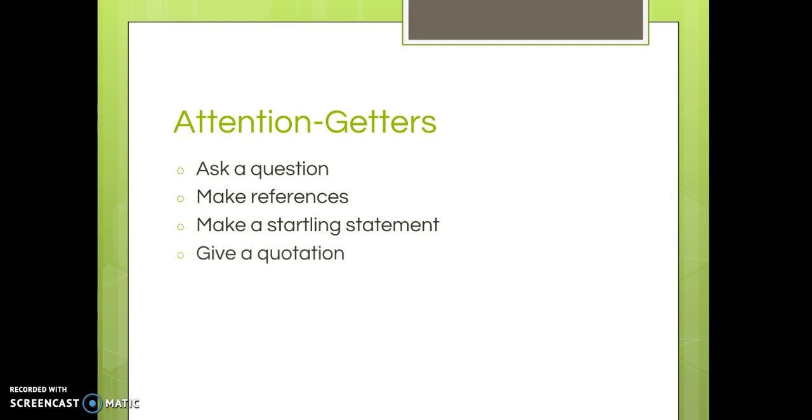You could give a quotation. That might work as long as the quotations are clear and appropriate for your topic. That does not necessarily mean that they need to be serious. You could tell a story, and that's the last one we'll discuss. Audiences like to hear stories that they can connect with, and this could also help show your personality during a speech. So those are some different ways that you can get the audience's attention in your introduction.